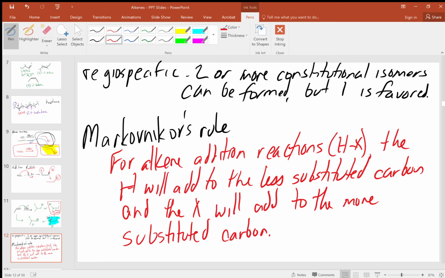So Markovnikov's rule, as we've written it out here, basically says that if we're adding HX, and while this is most common to halogens, we'll see that this also applies to things like water and other reactions. If we're adding HX to an alkene, the hydrogen will add to the less substituted carbon, and the X group, which for the reaction we just looked at is the halogen, will add to the more substituted carbon. Why is that? Well, it's because of what we saw with the mechanism earlier, that it's the more stable carbocation.